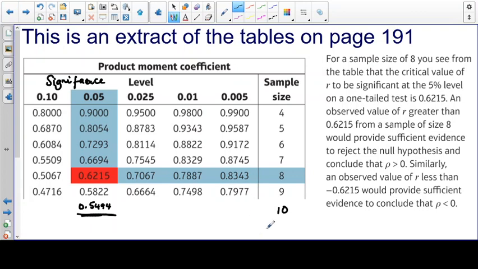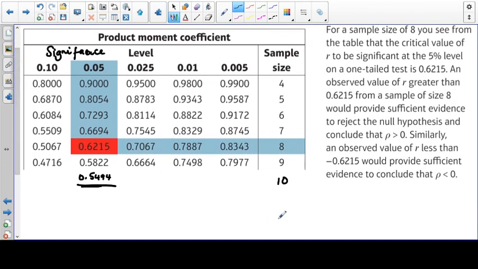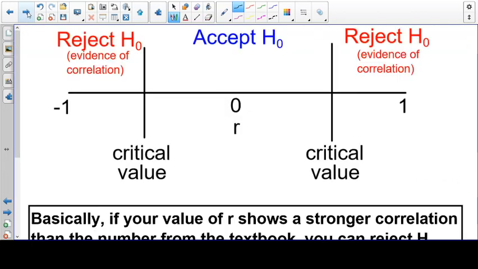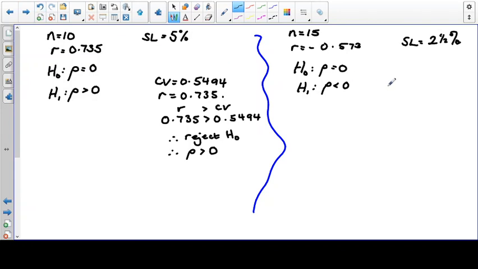So you're going to go to your table, you're going to go down to 15, down here, you're going to go to the 2.5% significance level here, and it should say 0.514. Okay, now note all of these are positive. If you're looking for a negative, then you just take the negative version of it. So the critical value here is negative 0.514.